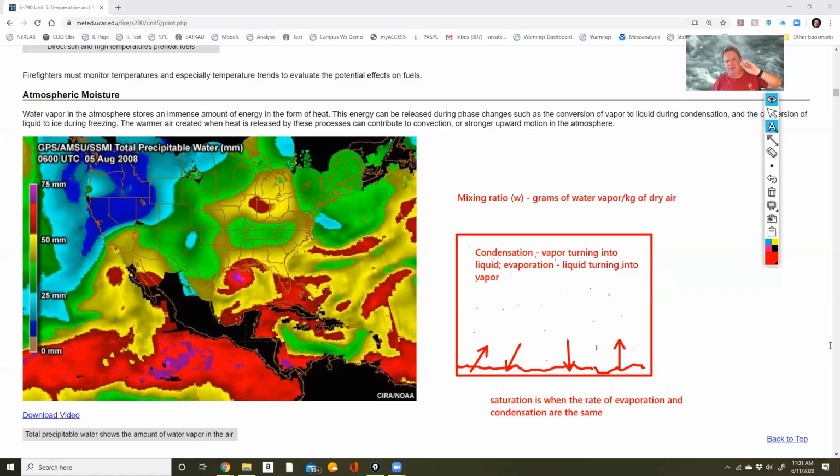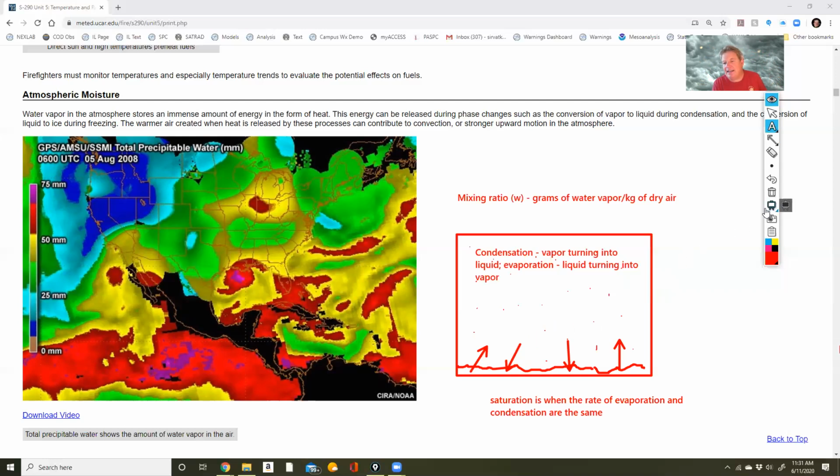In the atmosphere, it's a little bit more difficult to understand that. You get more than 100% relative humidity, way beyond the scope of this class. So if you take another meteorology, you know what I'm talking about. If not, this is good enough. Vapor turning into liquid, liquid turning into vapor, goes back and forth, and then we say the air is saturated. There cannot be any more vapor than there is.